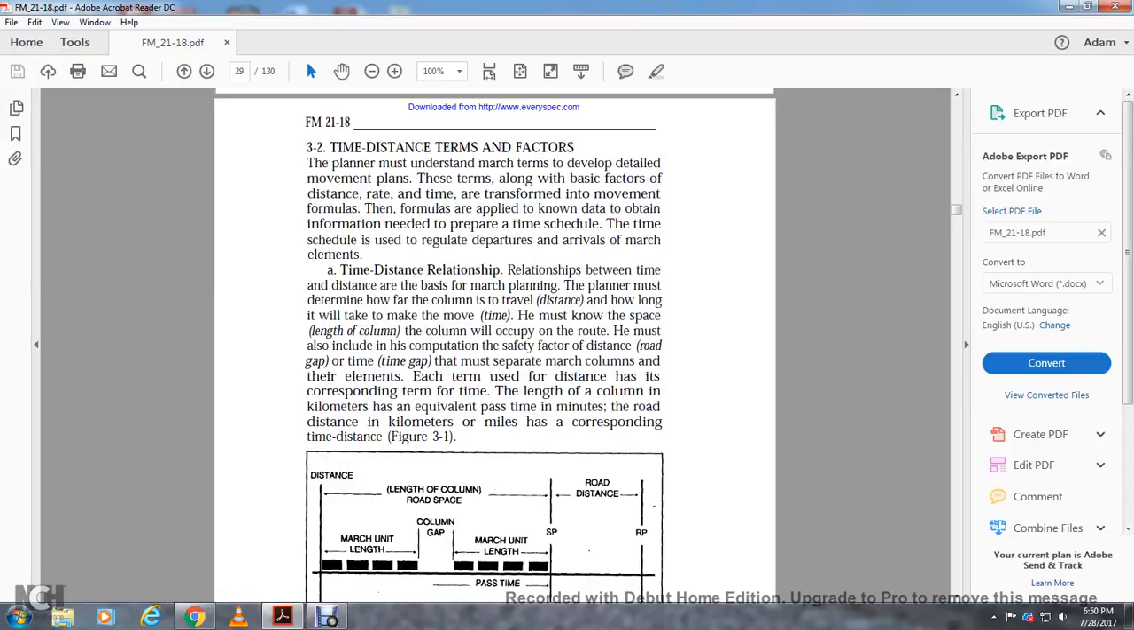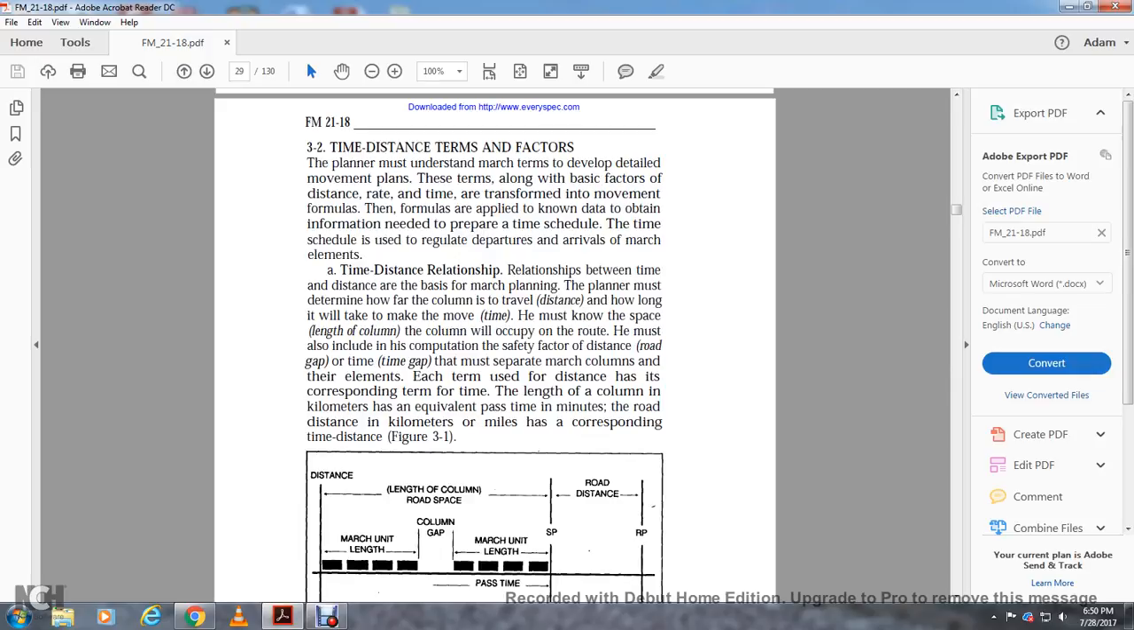Section 3-2, time and distance factors. The planner must understand the march terms to develop the detailed movement plan, determined along with the basic factors of distance, rate, and time. The movement is expressed in formulas applied to the data to obtain the information needed to prepare the time schedule used to regulate the departure or arrival of the march elements.